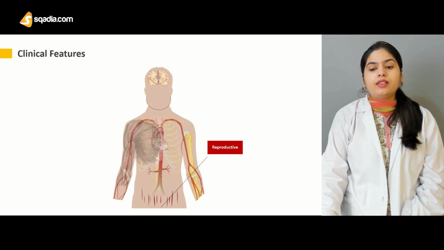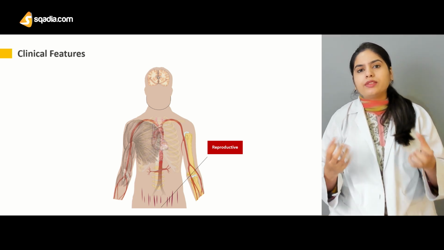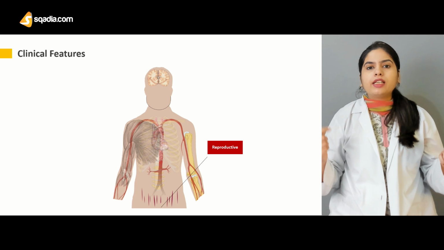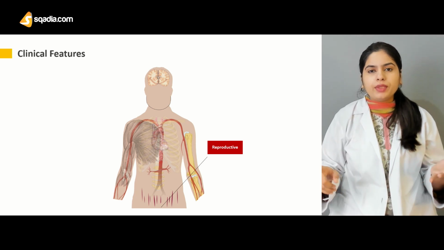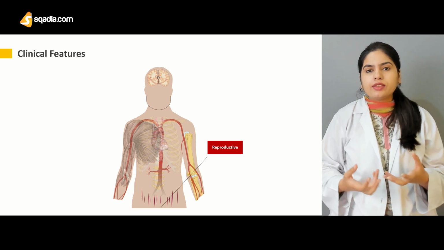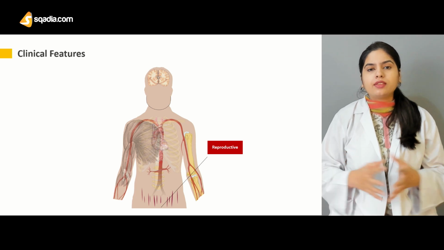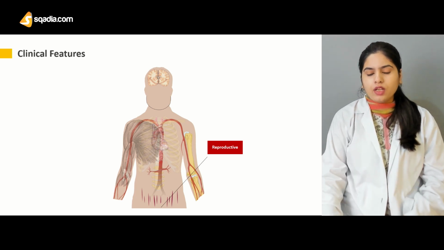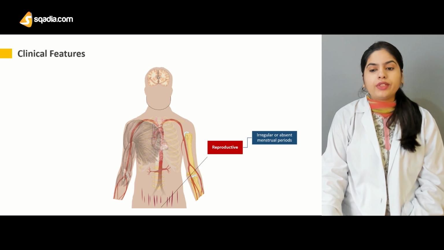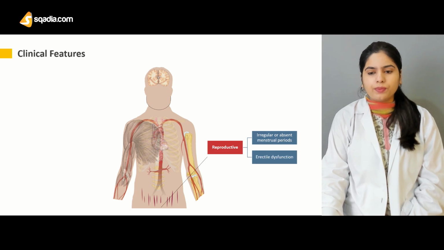Next, the reproductive system will be affected. Now, how will the reproductive system be affected? As the body is under stress, in the case of females, the menstrual cycle will be affected, and the conception, the fetus, and the uterus conditions will be affected, and in men, there will be erectile dysfunction. So the patient may suffer with irregular or absent menstrual periods, or there can be erectile dysfunction in case of Cushing syndrome.